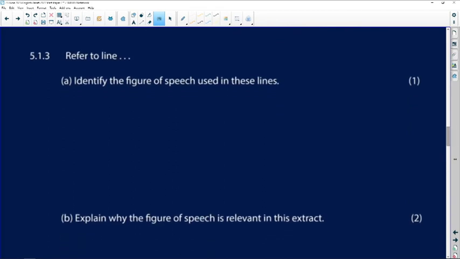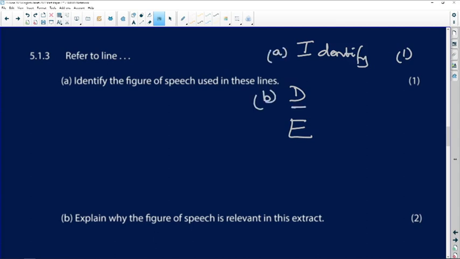Right, how do we answer figure of speech questions? Remember, you use I, D, E. I is identify. That will be for the 1 mark, for the A part of the question. Then the B part of the question is the D and the E: describe and explain. And you explain why it is effective in that extract.